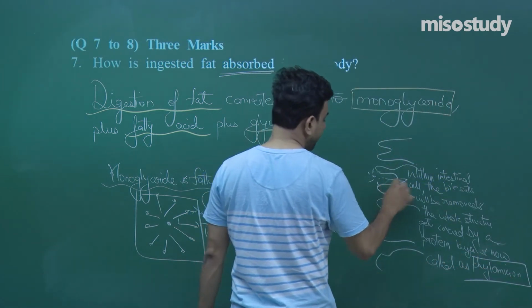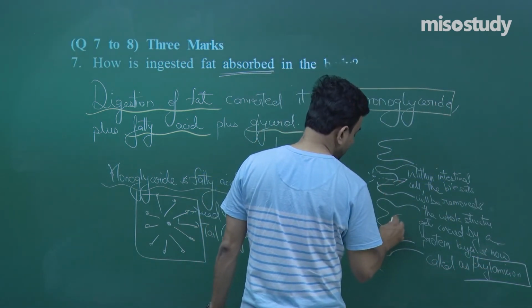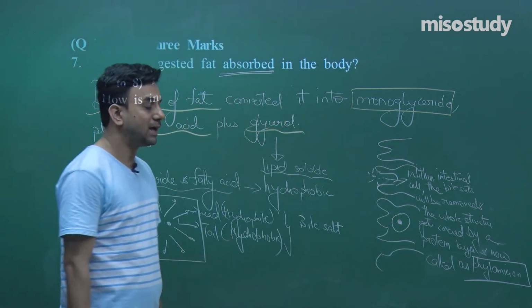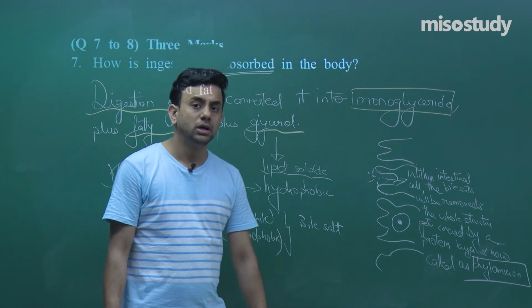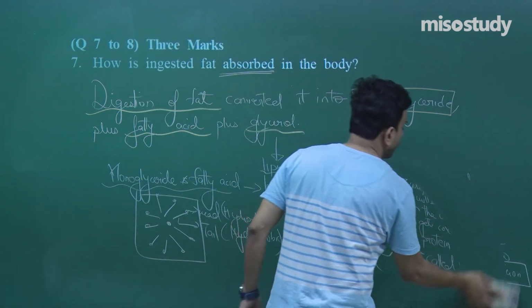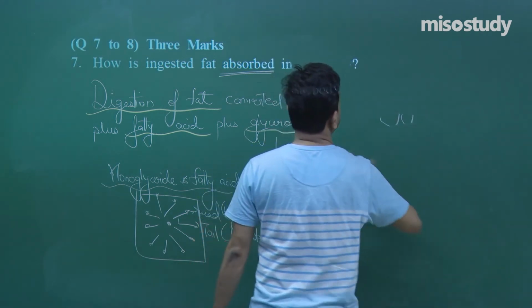So, what we see after this has entered over here, this is a protein layer, this is the monoglyceride fat or the fatty acid, and this structure is now called the what? Chylomicron. Now, these chylomicrons, as I told you, are white big particles.